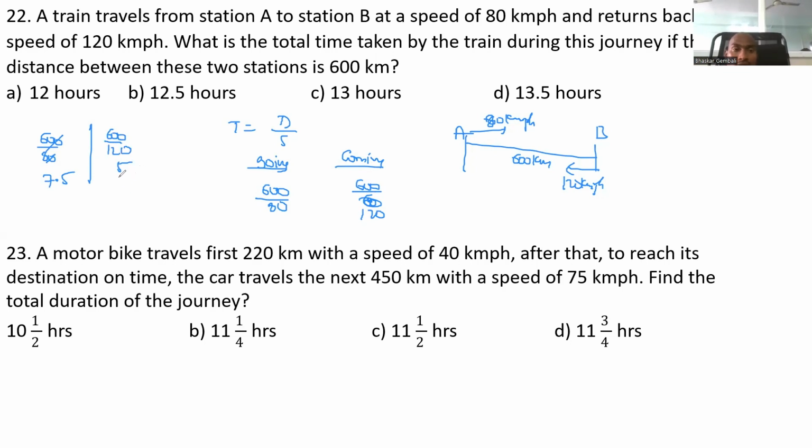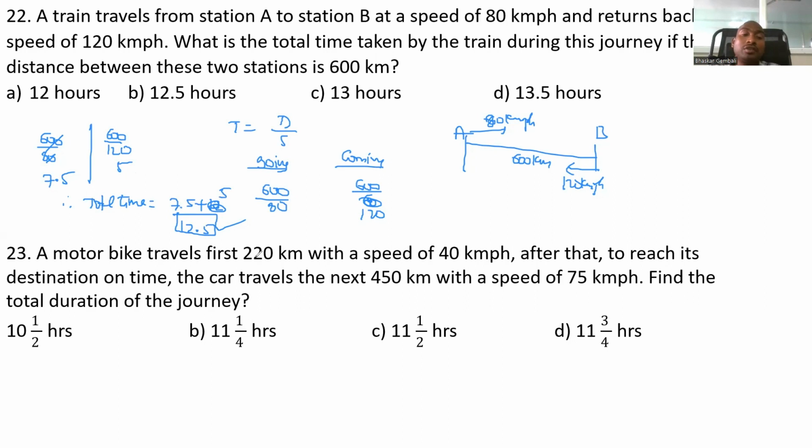Now total time. Therefore, total time equal to 7.5 plus 5, which is 12.5. This is the answer.